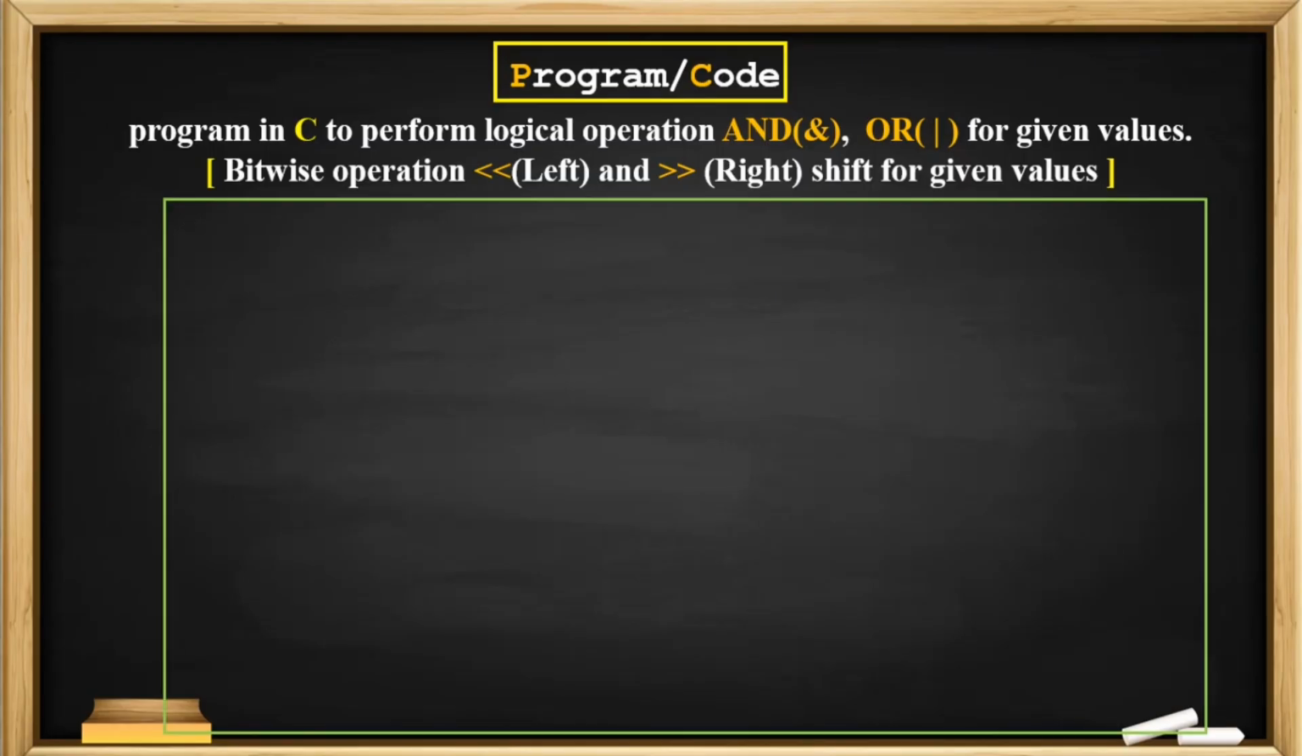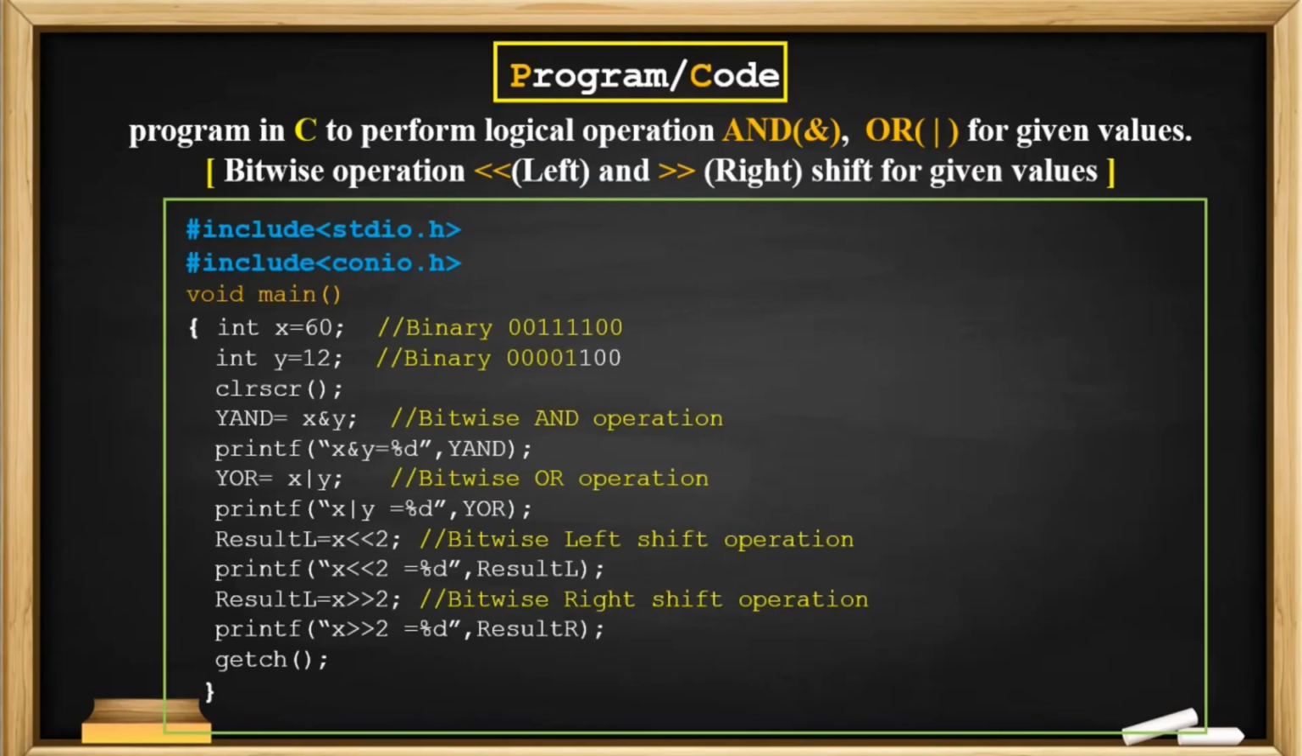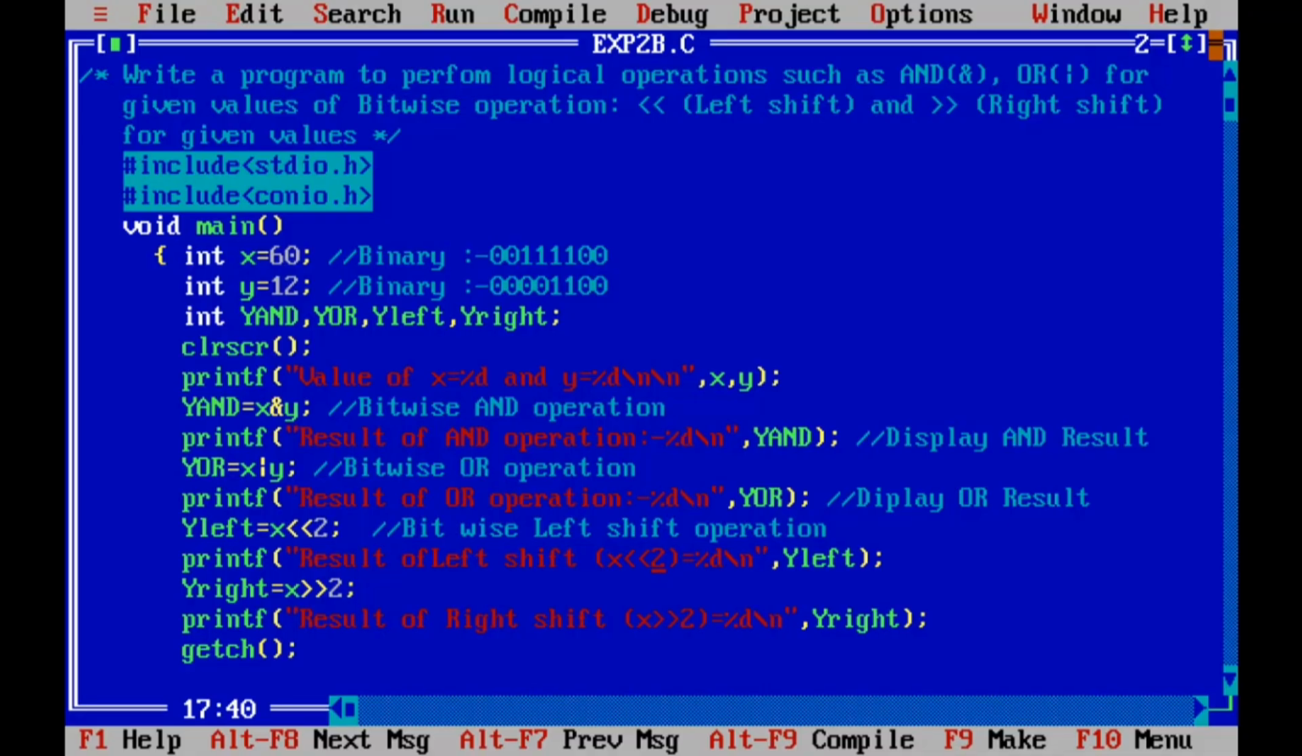First of all, initialization of library files such as stdio.h and conio.h is done. Values of variables x and y are initialized as x is equal to 60 and y is equal to 12. Later, ANDing, ORing, left shift and right shift operation is performed using appropriate operators. Its resultant value is displayed using printf function.